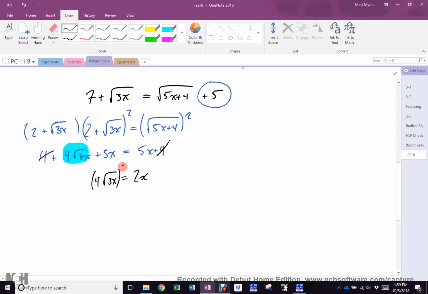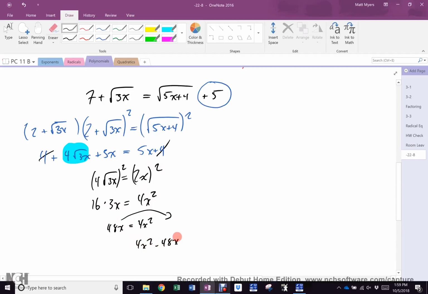If I square it, will I still get rid of the radical? And what will I get? 16. And what is root 3x squared? 16 times 3x equals 4x squared, yes? Now, what is 16 times 3x? 48x equals 4x squared, yes? Bring that over there. 4x squared minus 48x.